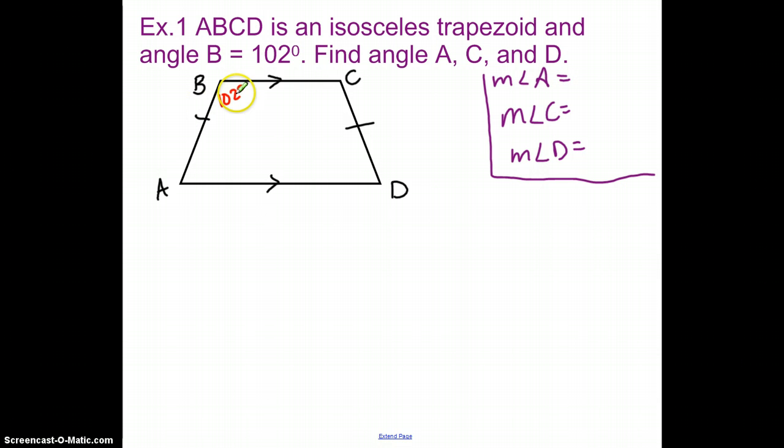Now, what's probably easy for us to see are those 2 right there, are base angles, so they would both be the same, and these 2 would both be the same. Now, in this picture, if B is 102, that means that C would also have to be 102 degrees.